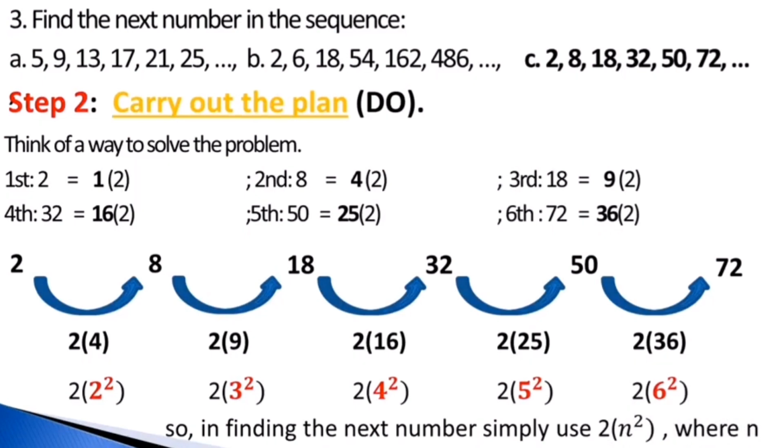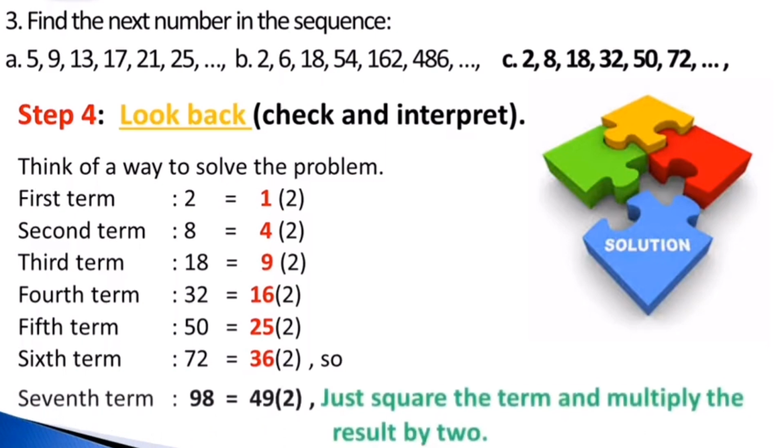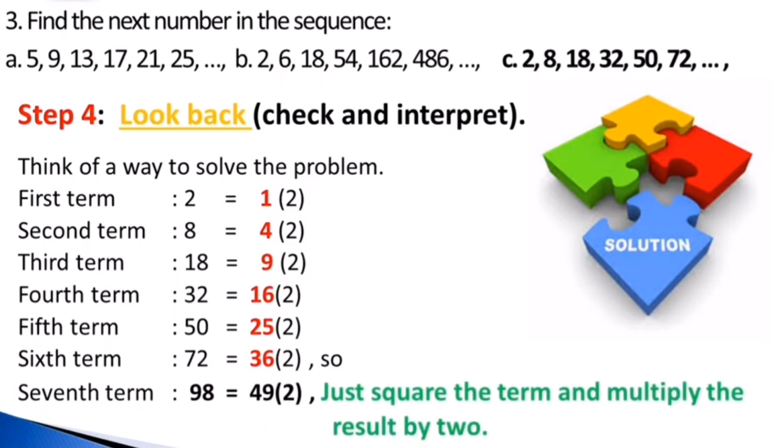So in short, in order for us to easily solve the next succeeding terms, as long as it follows this sequence, we are able to solve it using this formula, 2 times n squared. Here, in this process, we are going to use the formula we were able to have on the third step, and this is 49 times 2, since the square of 7 is 49 multiplied by 2 is 98. So again, just square the term and multiply the result by 2.